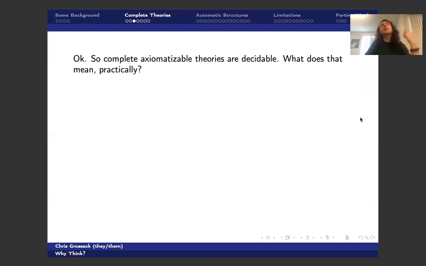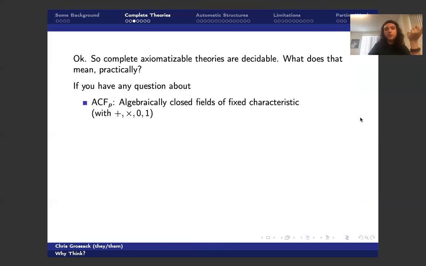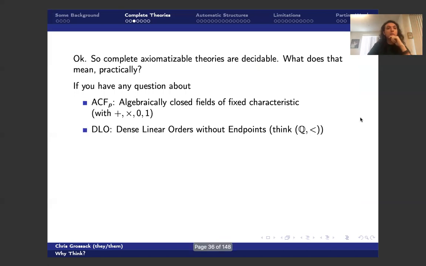So what does that mean practically? What are some complete theories that we can study in this way? Well, if you have any question about algebraically closed fields of a fixed characteristic, if you have an opinion about dense linear orders without endpoints. So a dense linear order is a linear order, and it's dense. So between any two elements, there's another element. And it's without endpoints. So that goes without saying. It extends infinitely in both directions. So the canonical model of dense linear order without endpoints is the rational numbers with its usual order. But for instance, the reals is also a DLO, and so on.